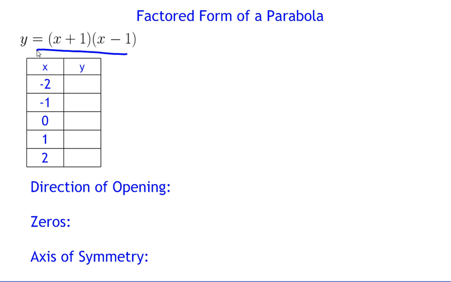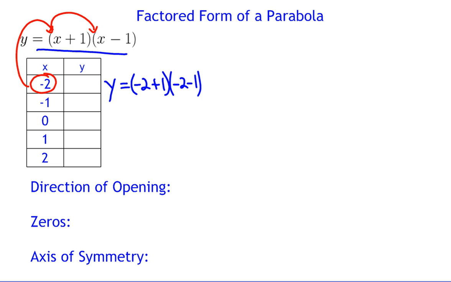The idea here is that we're going to take these x values from the table. These x values can be anything. I just chose values that were close to 0 because they're easy to work with. And we're going to substitute those values into the equation for x. Everywhere we see an x in the equation, we're going to replace it, in this case, with a minus 2. So y equals negative 2 plus 1 times negative 2 minus 1.